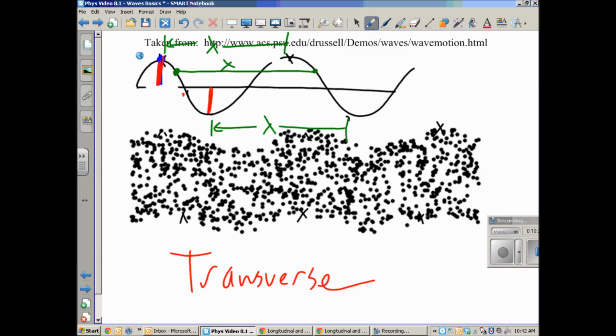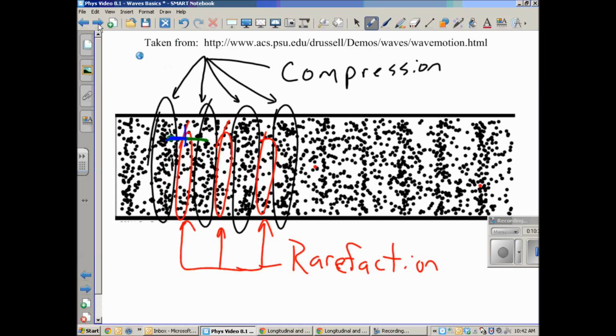Okay, so that's wavelength. The symbol that I'm using here is the Greek letter lambda, and it stands for wavelength. For a longitudinal wave, the wavelength is just the distance between two compressions, or between two rarefactions.